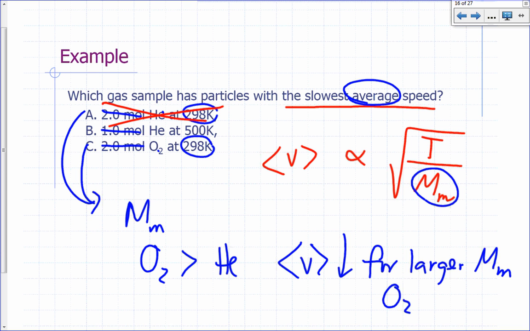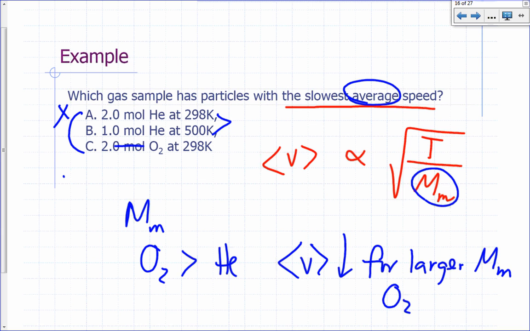What about helium? O2 at 500K versus O2 at 500K. Okay, you've got different molar masses, different temperatures. You can't make a direct comparison. So let's compare A and B instead. What happens between A and B? So we've already compared A and C, right? And we said it can't be A. Let's compare A and B then.